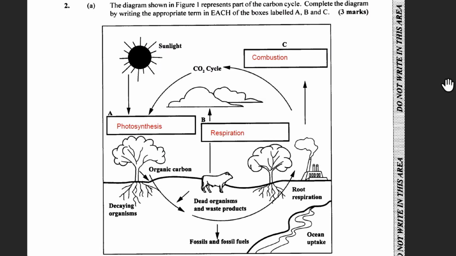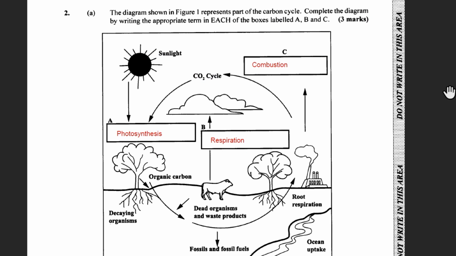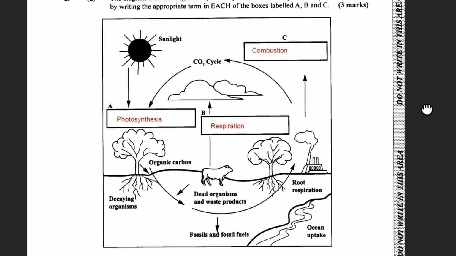And let's look at Jan 2016, question 2. Same topic. The diagram shown in figure 1 represents part of the carbon cycle. Complete the diagram by writing the appropriate term in each of the boxes labeled A, B, and C. Kind of the same thing that we did before.